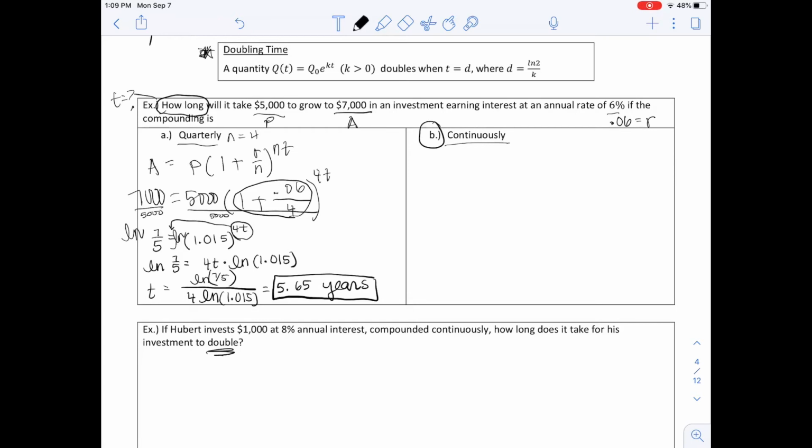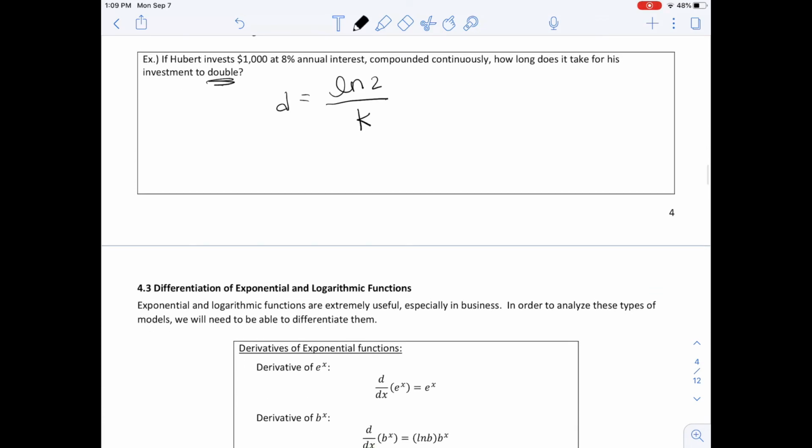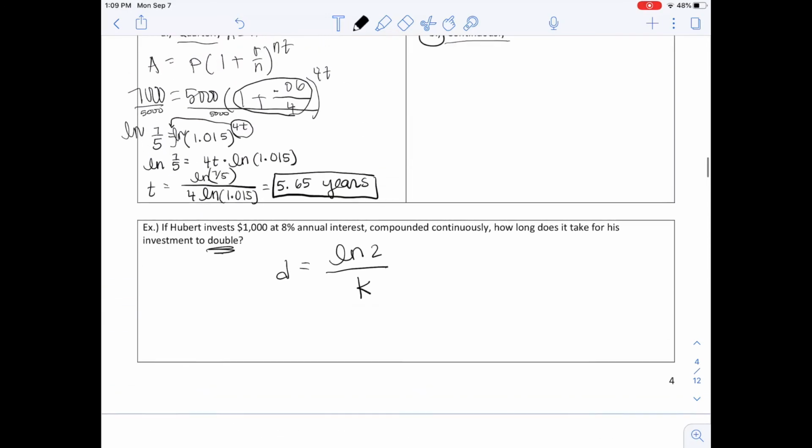Doubling time says that we are going to take ln of 2 divided by k. And so I'm going to go ahead and put down d for our doubling time is equal to ln of 2 divided by k. If you did not want to do this, there is another way to do the problem. And if you have questions about it, definitely reach out and ask. And so going ahead and looking at this, it says if Hubert invests $1,000 at 8% annual interest and compounded continuously, how long does it take for the investment to double?